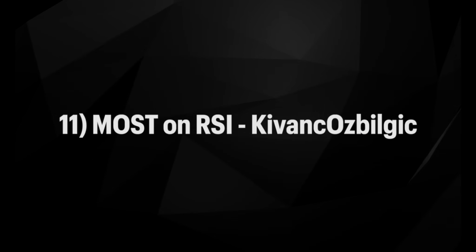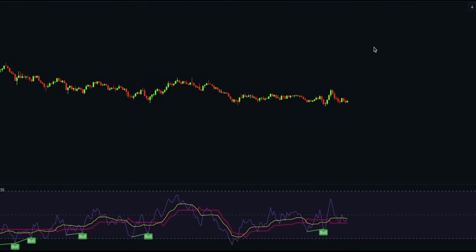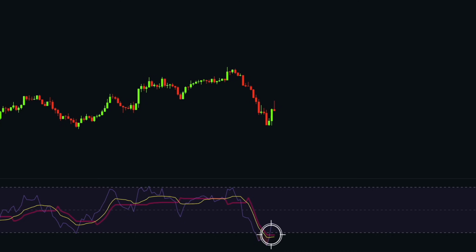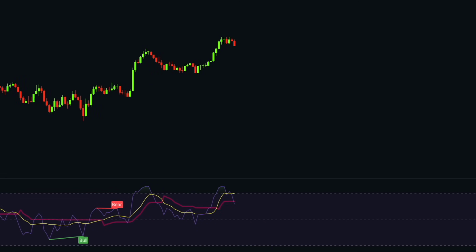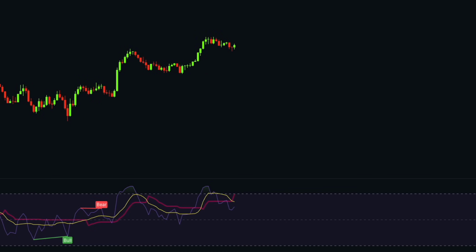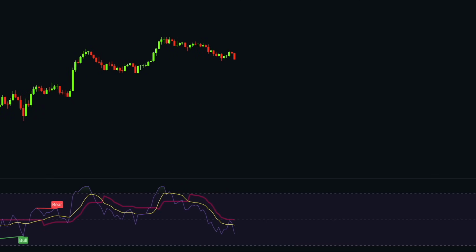The 11th indicator on my list is Most on RSI by Keyvanch Uzbilgic. This powerful indicator is an improved version of the classical RSI. The indicator uses a variable index dynamic moving average, which is applied to RSI. A buy signal is generated when the moving average line crosses above the Most line. A sell signal is present when the moving average line crosses below the Most line. The Most on RSI indicator is advised to use in the sideways market. However, the tool can also be useful in trending conditions. Using it as a first confirmation indicator is a good idea.